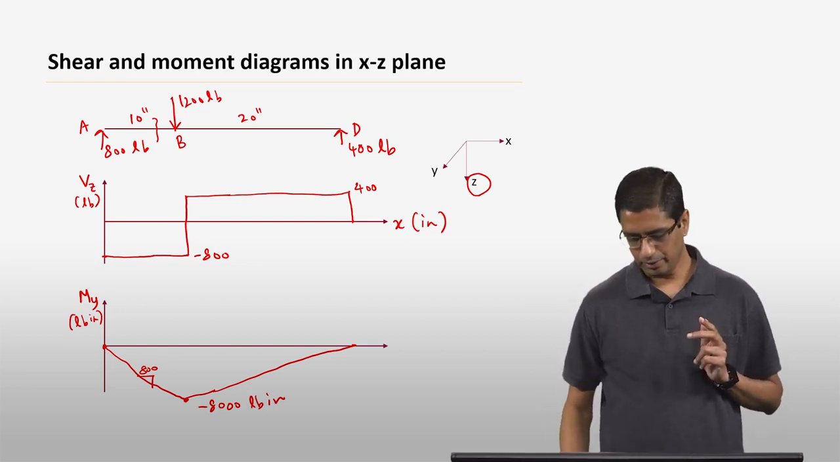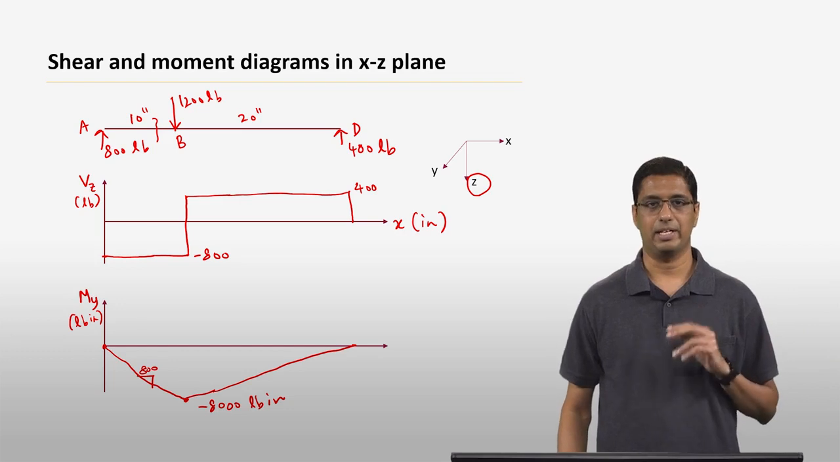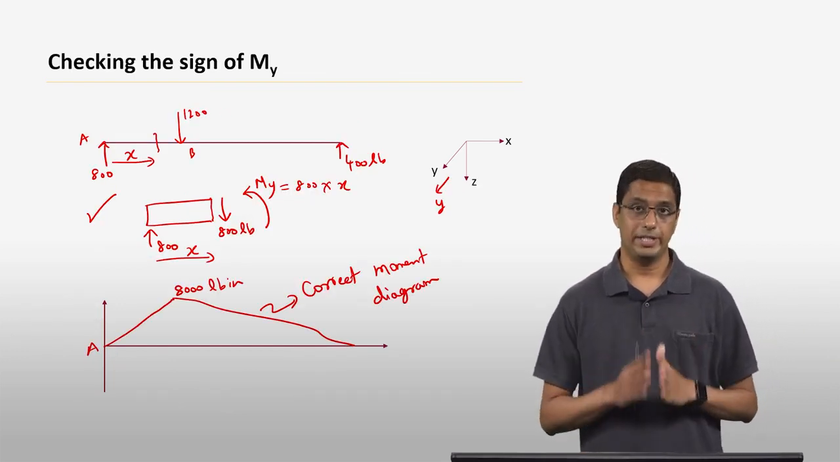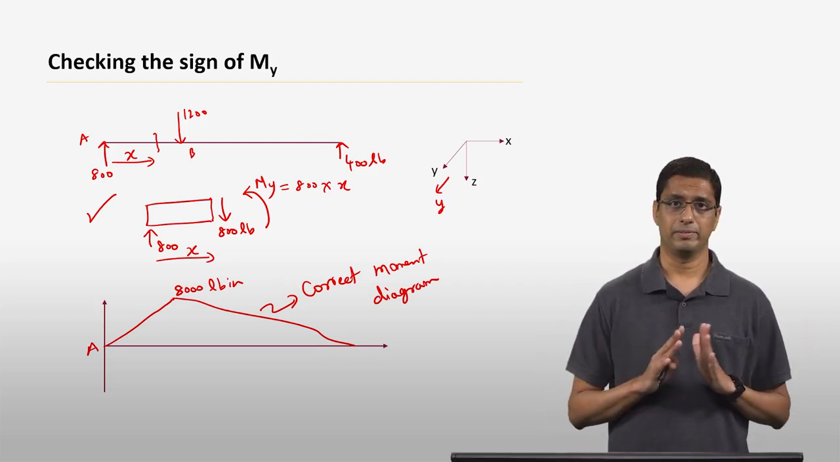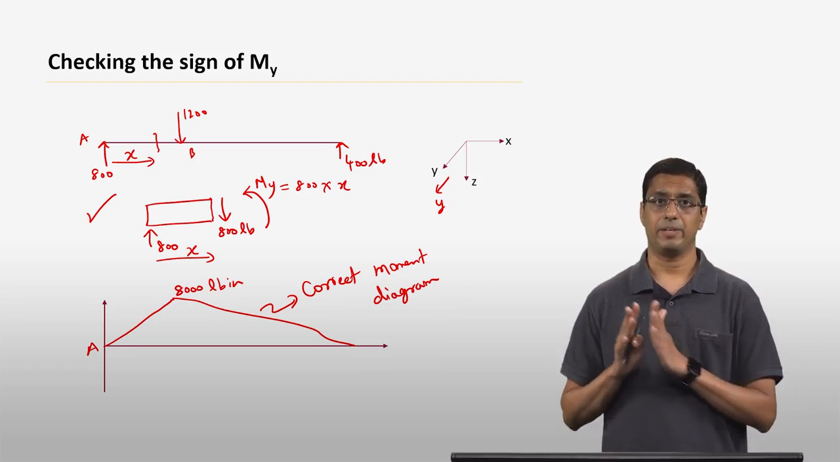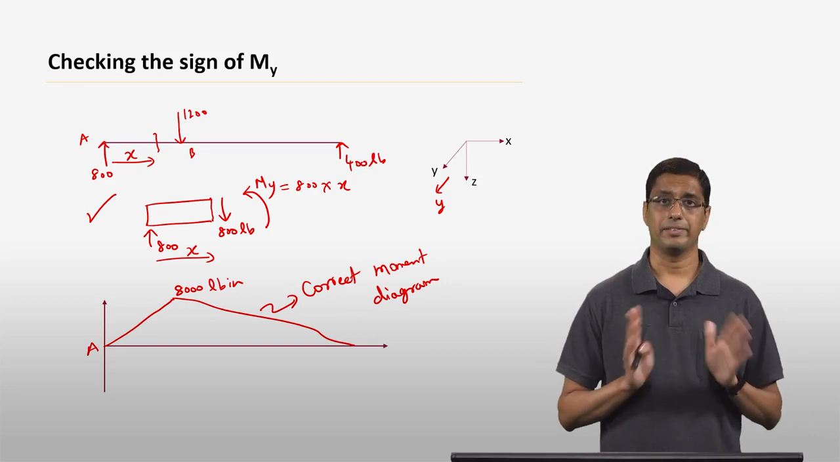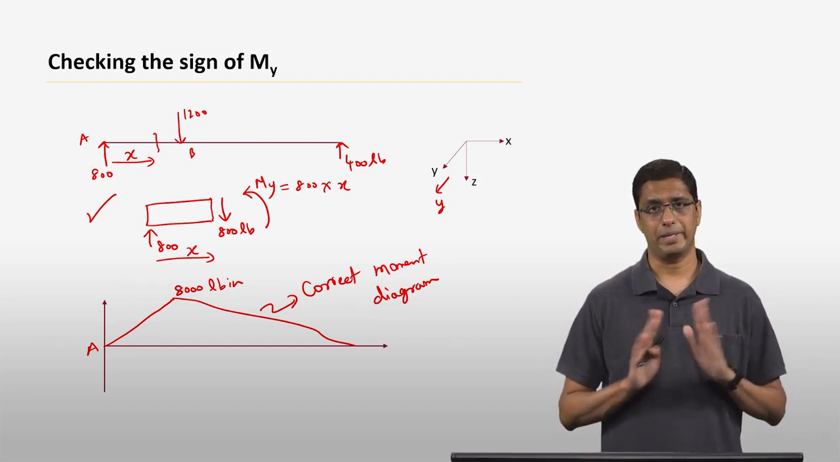Okay? So to make sure that we don't get astray because of this issue with the sign, you always want to make sure that you check the sign of the moment by drawing the free body diagram for any particular section, and see whether the values that you get from the free body diagram and the values that you get from the moment diagram are consistent. If they are not consistent, all you need to do is flip the moment diagram.